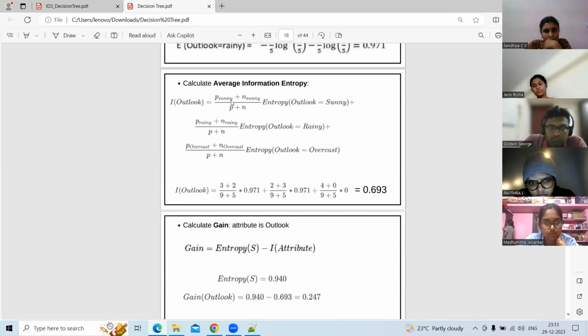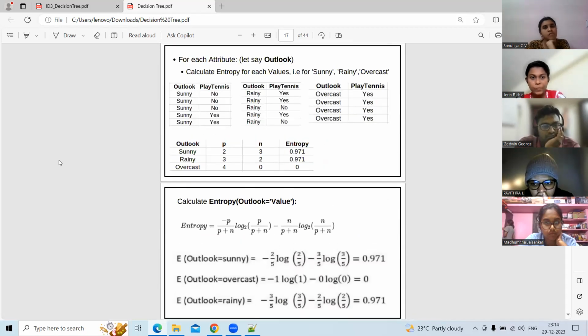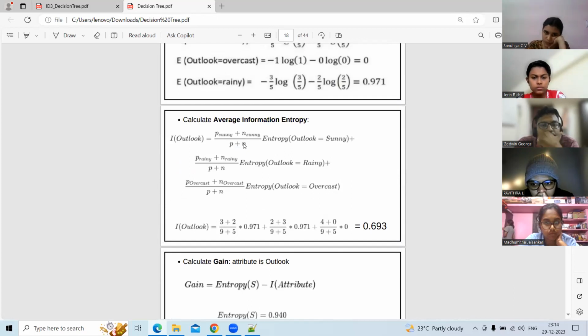So this is the probability of sunny. No, it's not probability, it is the number of positives. We have already calculated this. It is the sum, sigma, of probability times entropy, which is P sunny. We have 3 values. So positive sunny means whenever it is sunny, the person will play, which is nothing but this one. Sunny play, we have 2 times. So that is what positive sunny means.